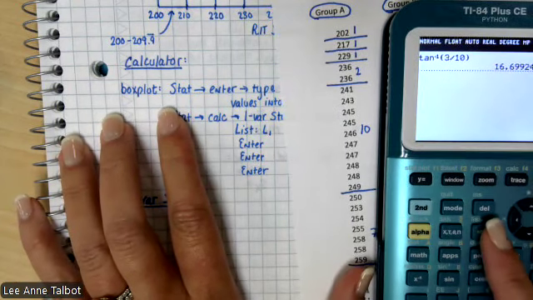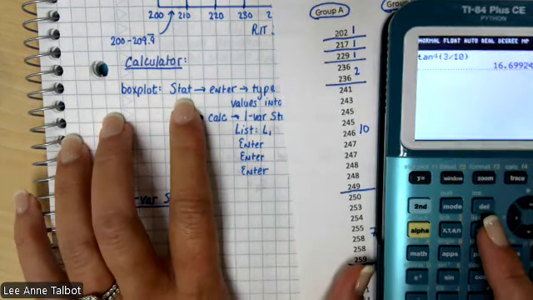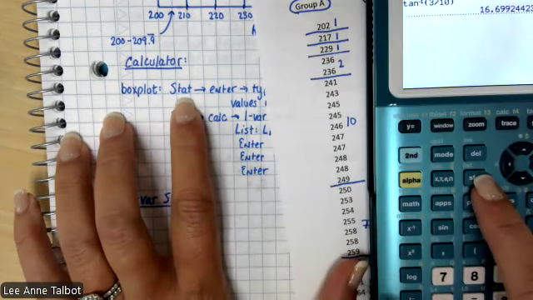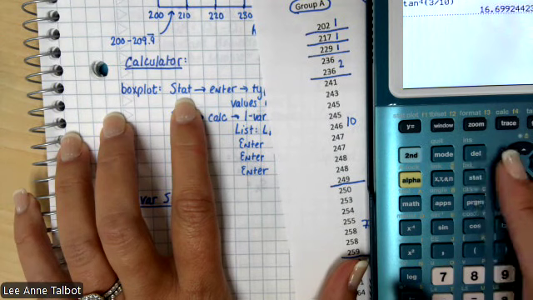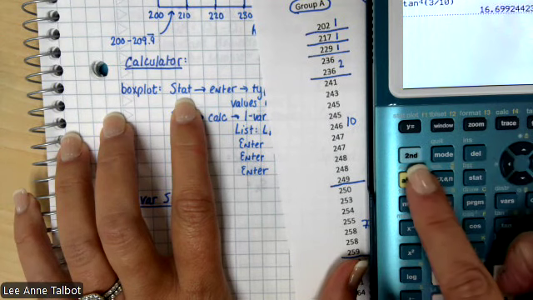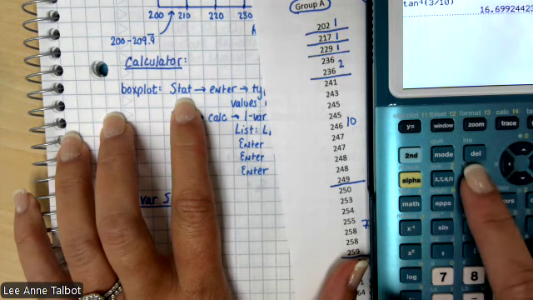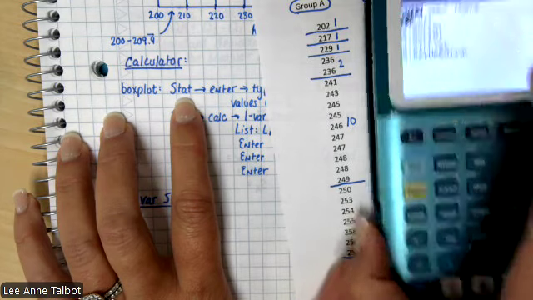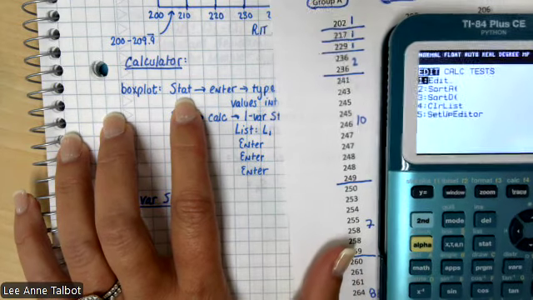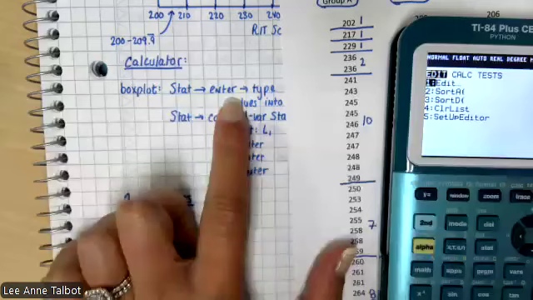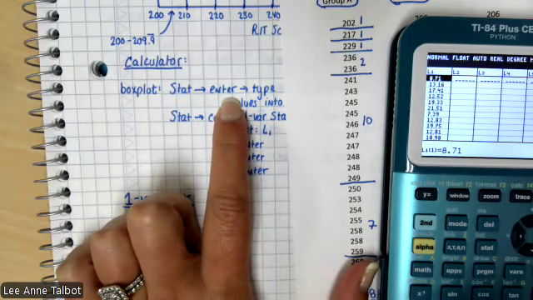Okay. The first thing says stat. There is a button that literally says stat on it, which is right next to the left arrow key, or two over from the alpha button right here. So press stat, and then enter.